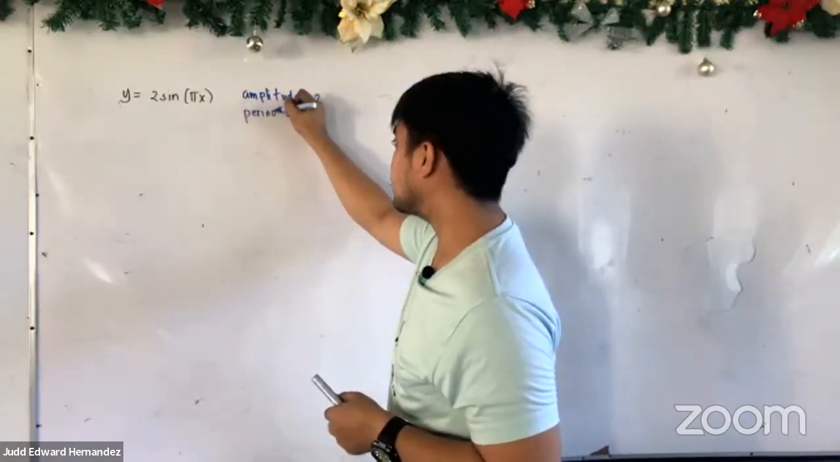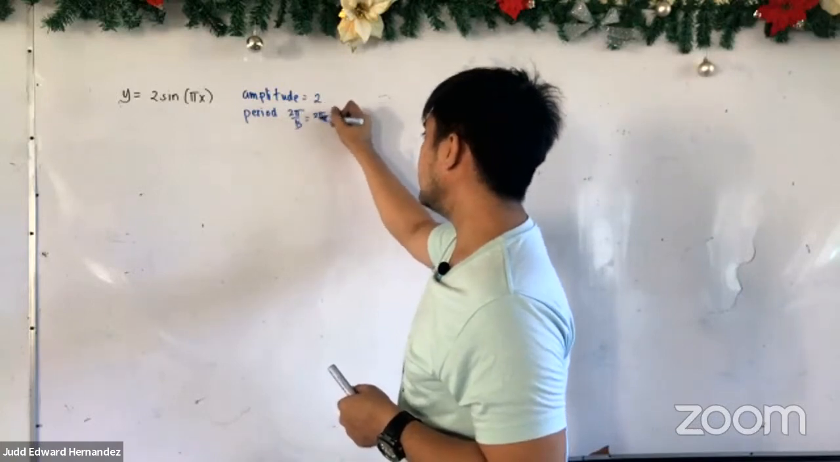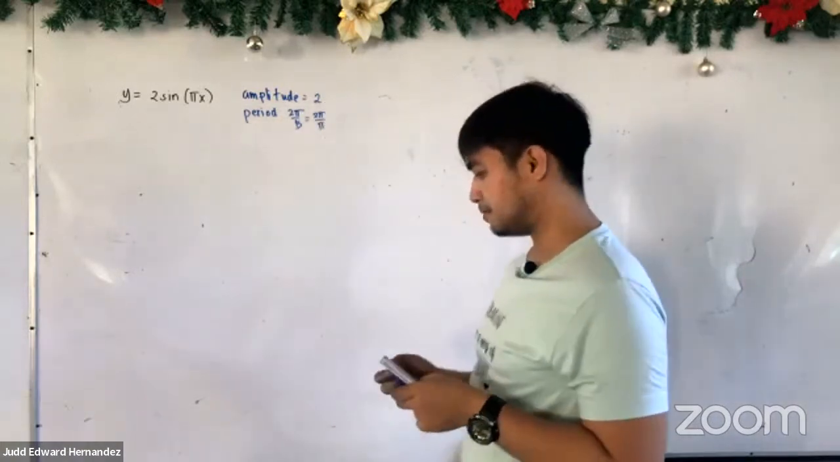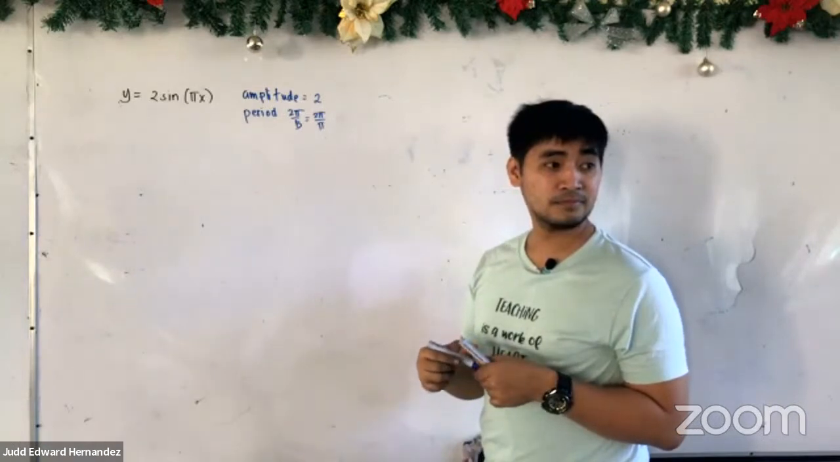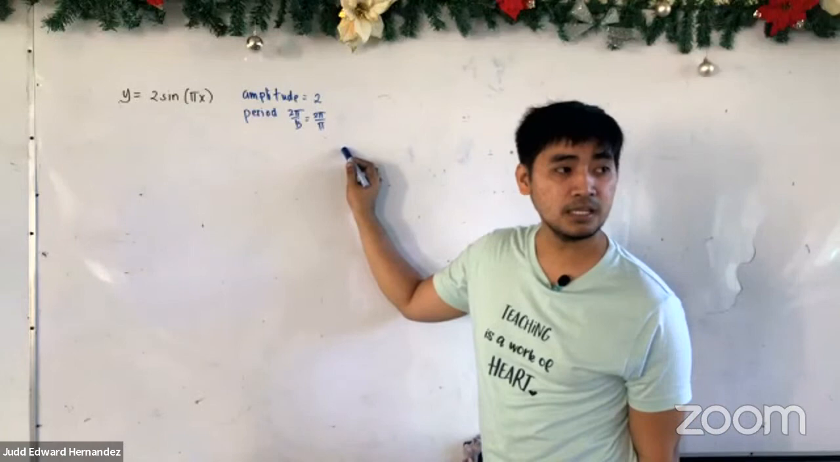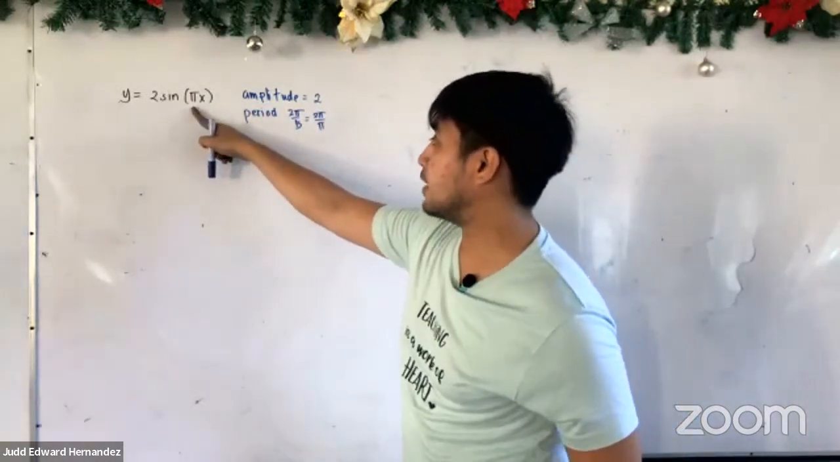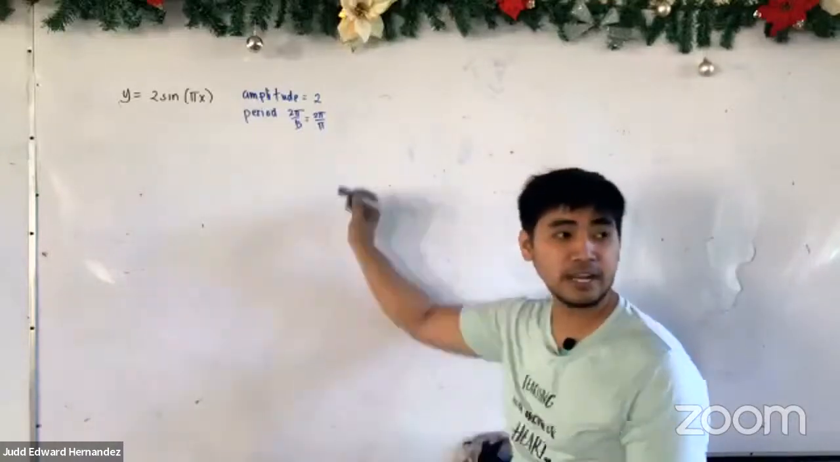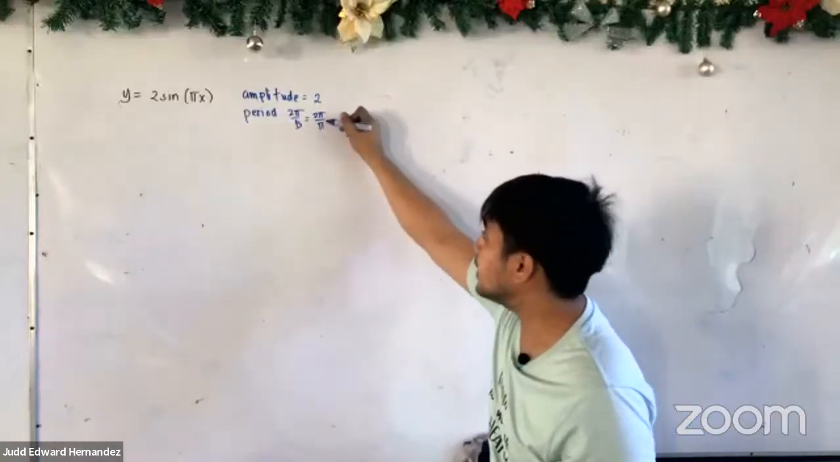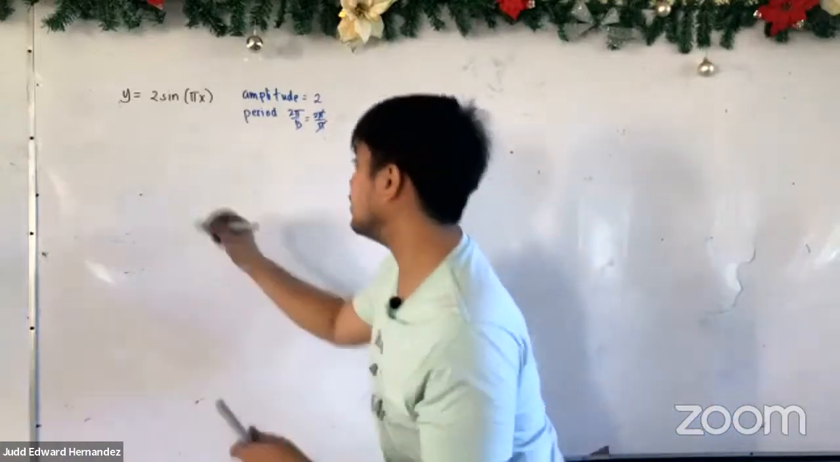Get the period. What is the formula for the period? Our period is 2 pi over b, wherein we have 2 pi over pi. Tama po? Guys, tama ba 2 pi over pi? Since the coefficient of x is pi. Is this correct? Opo. Yes po, sir. So cancel pi, therefore our period is 2. Pwede na natin siyang i-graph ngayon.